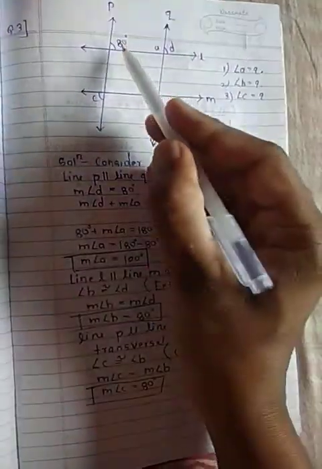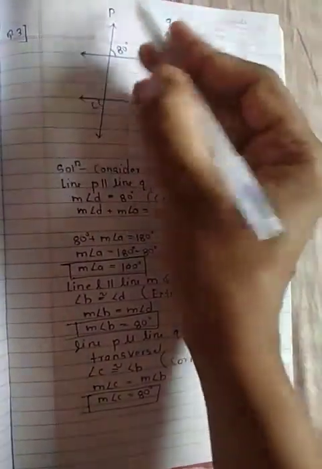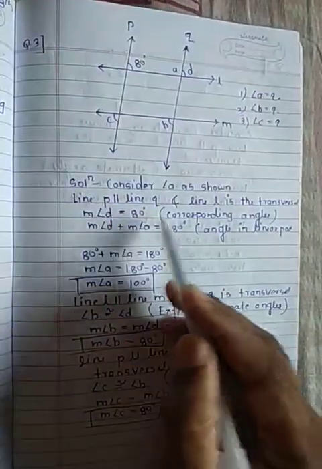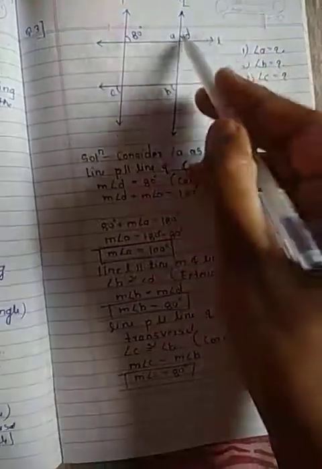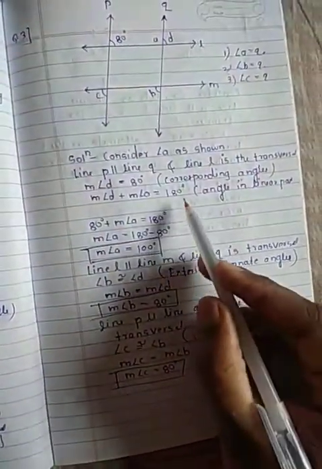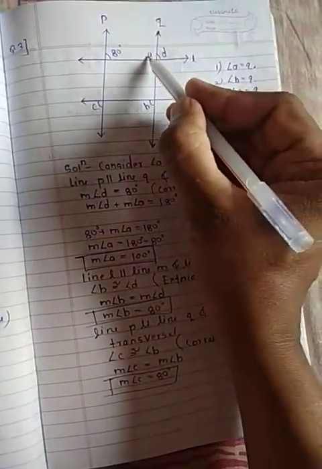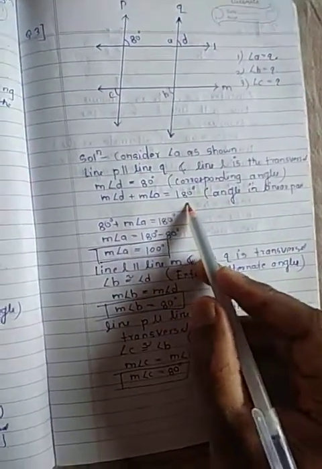If you see the figure, these angles are 80 degrees because they are corresponding angles. These are in the same direction, so these are corresponding. So angle D is 80 degrees, corresponding angle, and the measure of angle D plus the measure of angle A is equal to 180 degrees because they are angles in a linear pair. Obviously both angles are a linear pair.